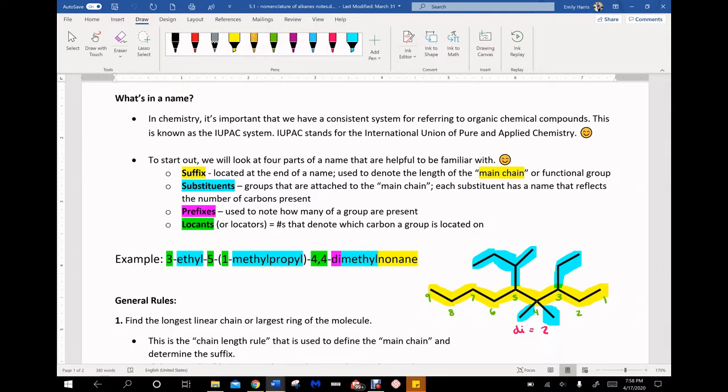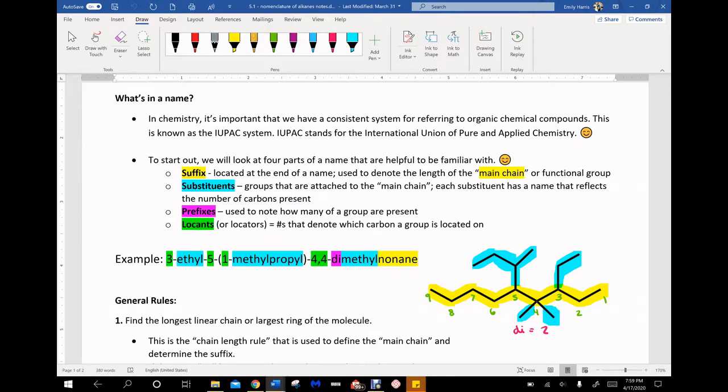For most of us as individuals, we may have 3 parts to our name: a first name, a middle name, a last name. Some of us may have 4 names, depending on different things. But for our molecules, we're going to look at 4 different parts. So first of all is the suffix, which would be like our last name.